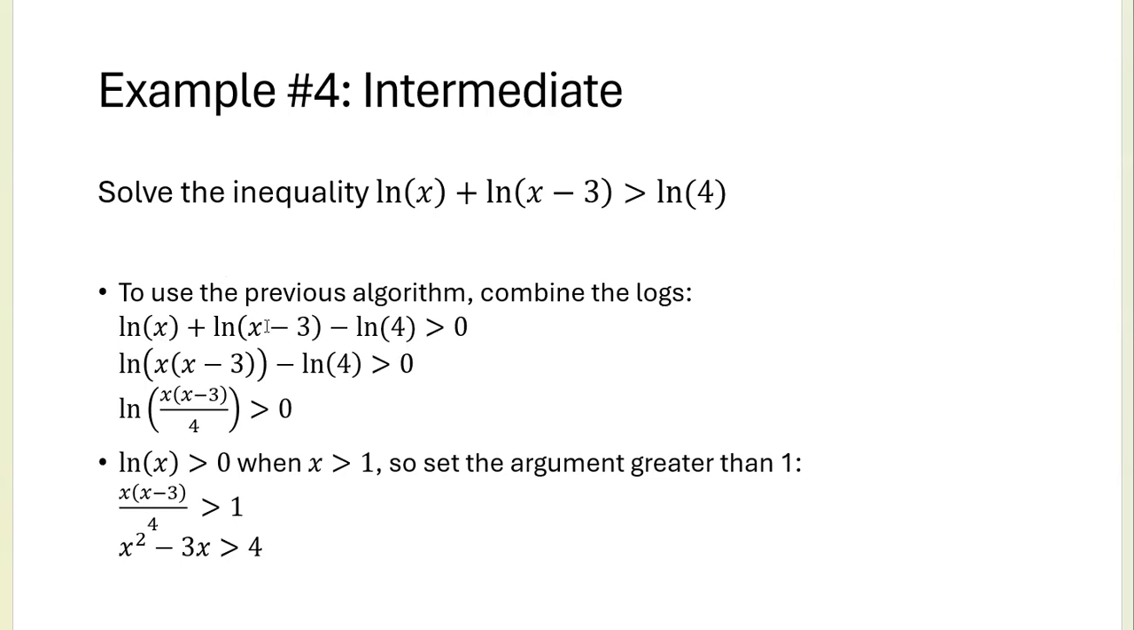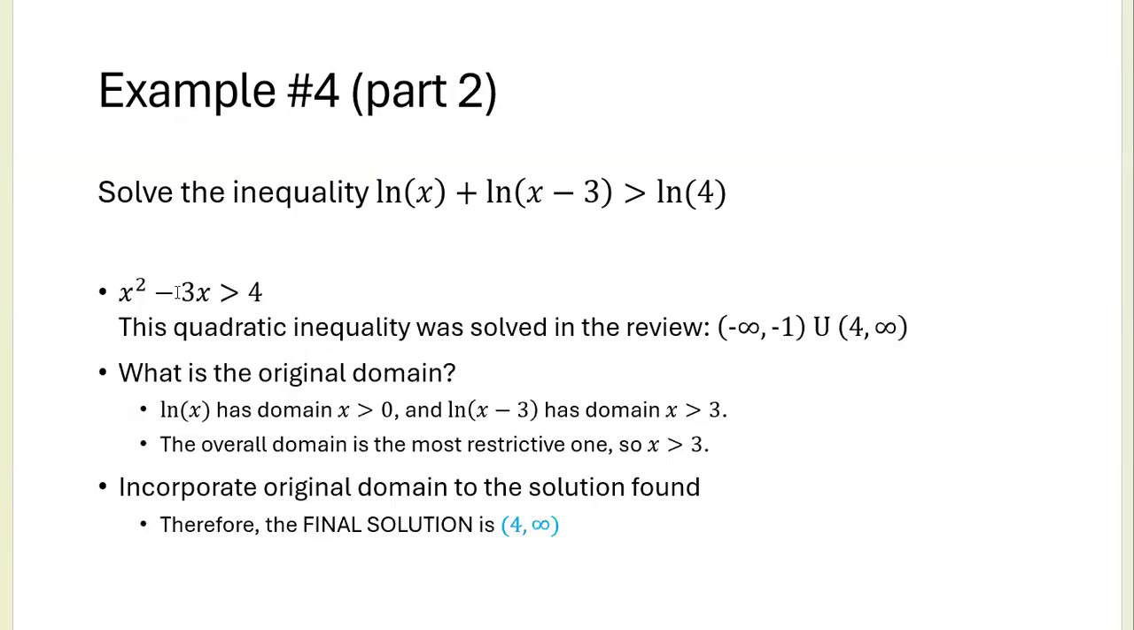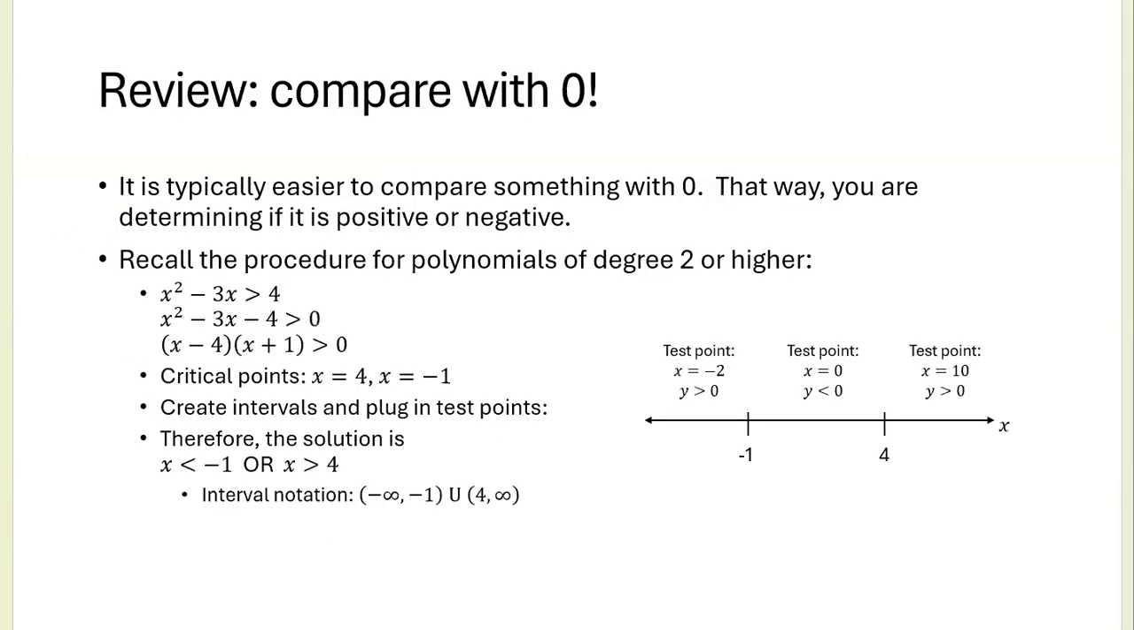So ln A plus ln B is ln of A times B, that's right there. And ln A minus ln B is ln of A over B, right here. Now when we combine the logs, we set the argument greater than 1 because we want the output of the log positive. So we get x times (x minus 3) over 4 greater than 1. Multiply by 4 on both sides, and I distributed the x to both terms. So x squared minus 3x is greater than 4. Actually, this is the exact same inequality as in the review up here, so we already have the solution. It is negative infinity to negative 1, union 4 to infinity.